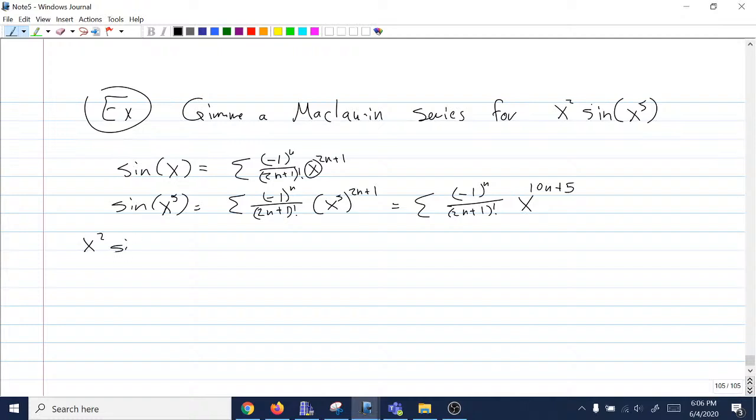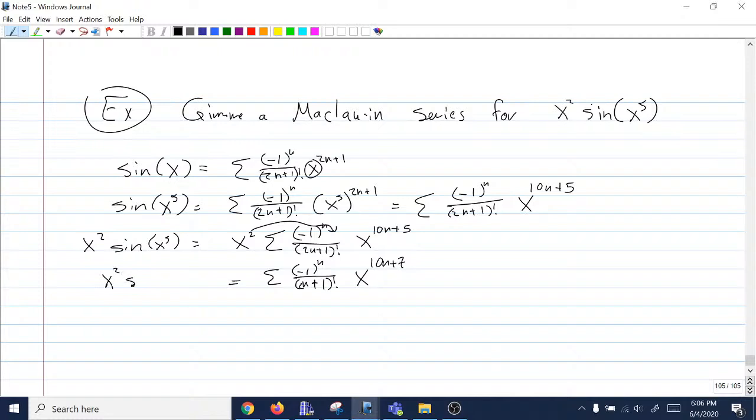So x squared sine of x to the 5th is another thing you can do by sticking an x squared on the outside of that. Sticking an x squared on the outside is cheating because it doesn't count as a power series anymore. But if I push the x squared in, x squared times this will be x to the 10n plus 7. That's a kind of a cool trick you can do.